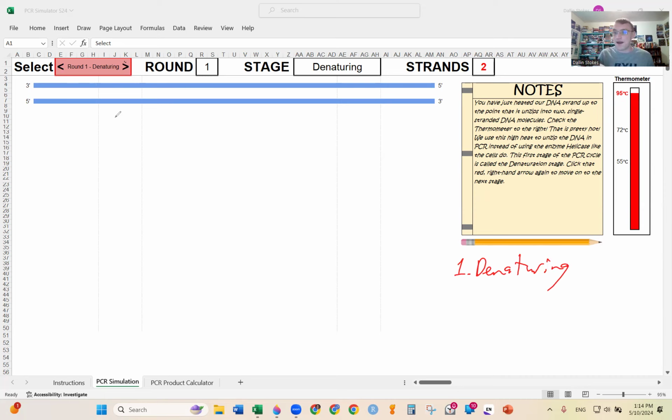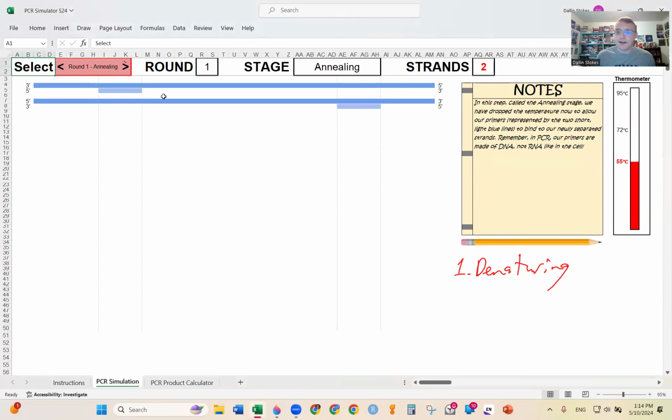So we've got to cool things back down again. So that's the next step. We're going to cool it down to 55 degrees approximately. It depends on the primers that you're going to use, but for the purposes of this class, it's about 55 degrees, usually in the mid 50s. So this second step, we cool it down to 55 degrees, and that's cool enough that the primers that I dumped into my tube can come in here and stick to the strand.